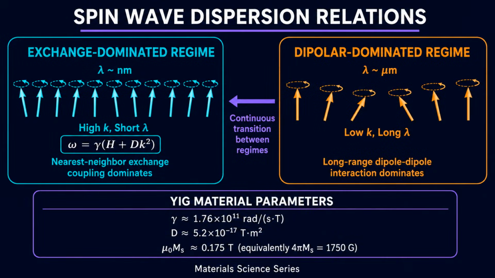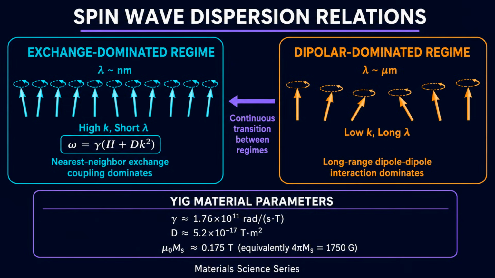The dispersion relation describes how spin wave frequency depends on wave vector. At short wavelengths, exchange interactions dominate, giving a quadratic dispersion. Omega equals gamma times (h plus Dk squared). At long wavelengths, dipolar interactions become important, creating more complex behavior.